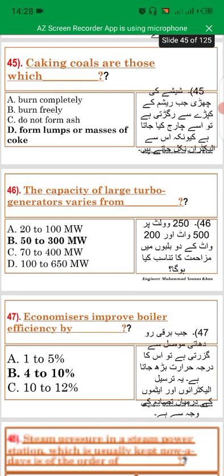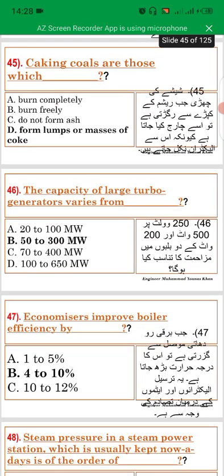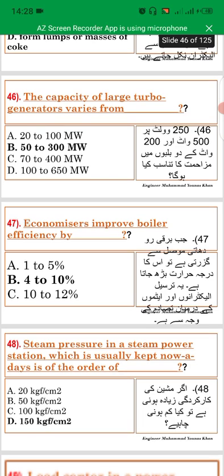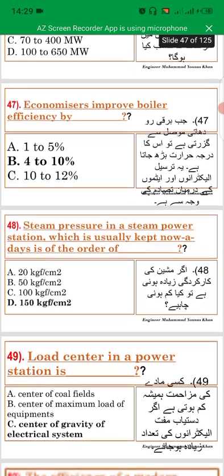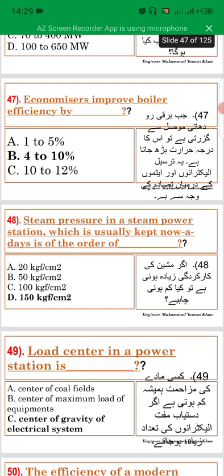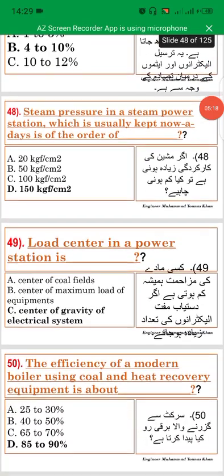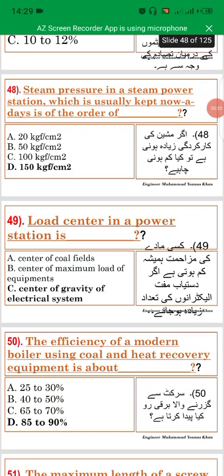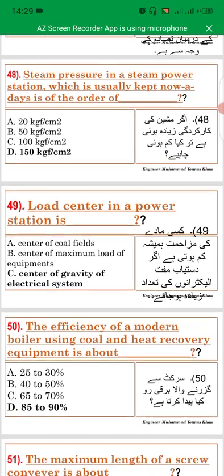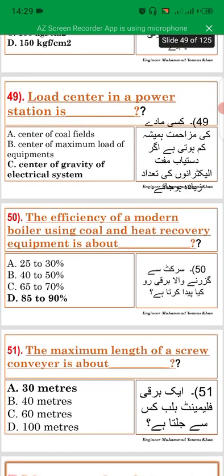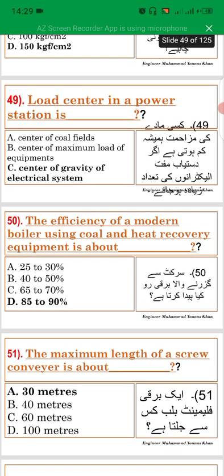Caking coals are those which form lumps or masses of coke. The capacity of large turbo generator varies from 50 to 300 megawatt. Economizer improves boiler efficiency by 4 to 10%. Steam pressure in a steam power station, which is usually kept nowadays, is of the order of 150 kgf per centimeter square. Load center in a power station is center of gravity of electrical system.